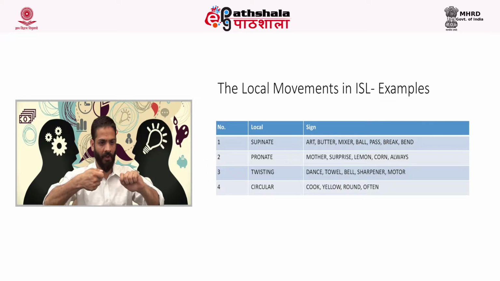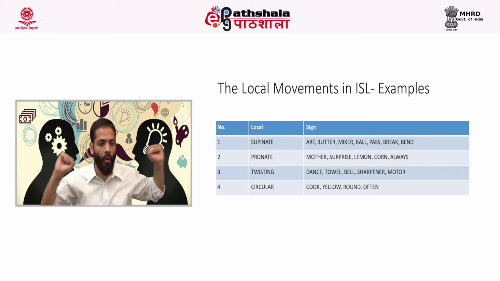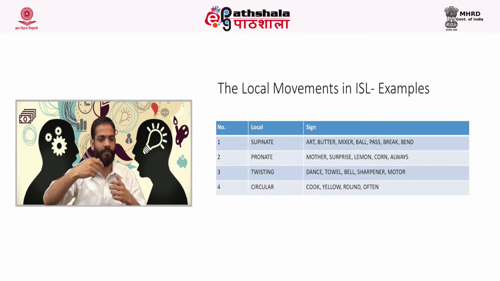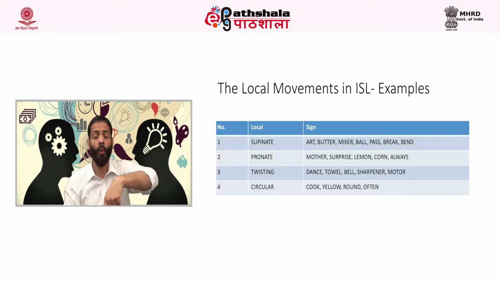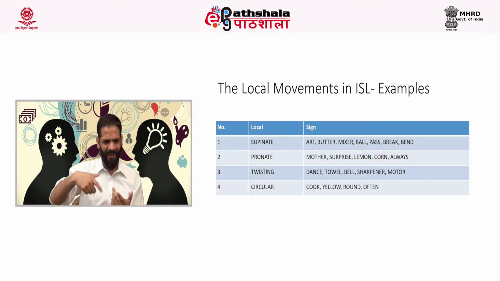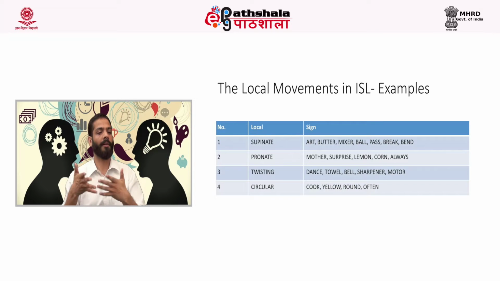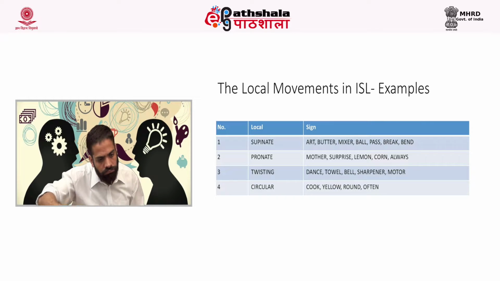Twisting. Examples of twisting are dance, towel, bell, mixer, motor, scooter. These are all examples of twisting. Now, the other movement is circular. For example, cook. You can't cook without going circular. So you have to cook. That is why the sign is in a circular motion.